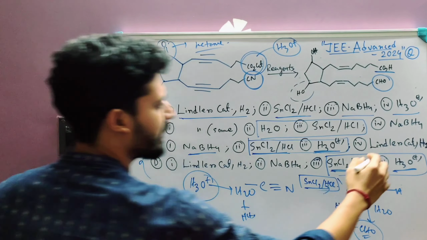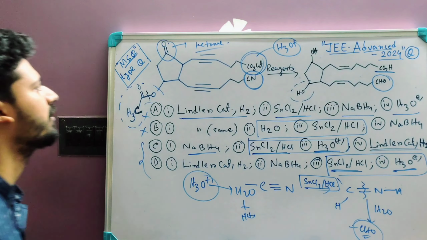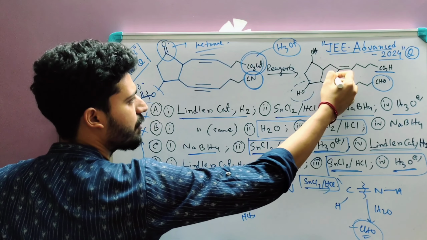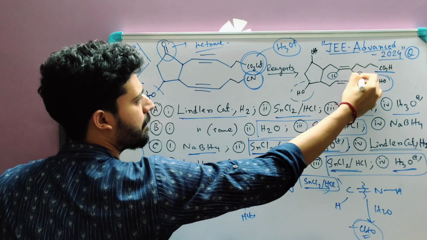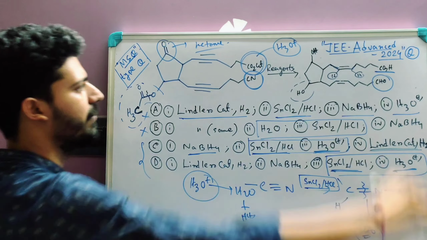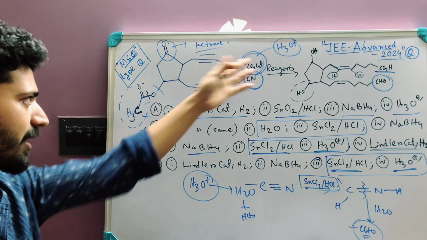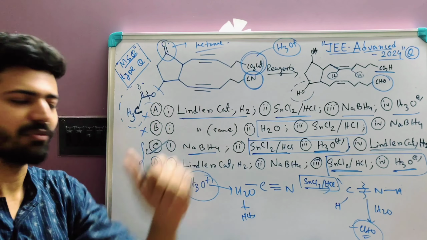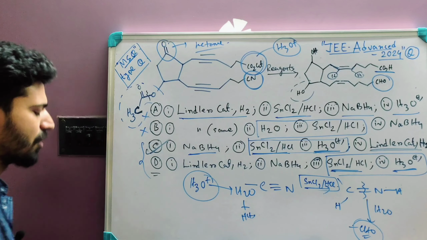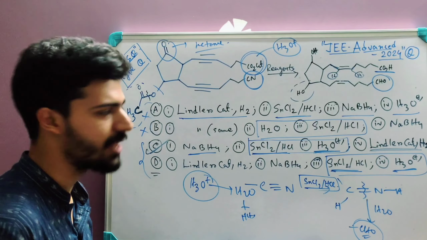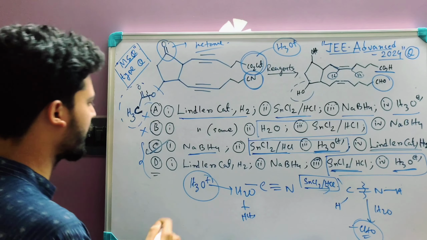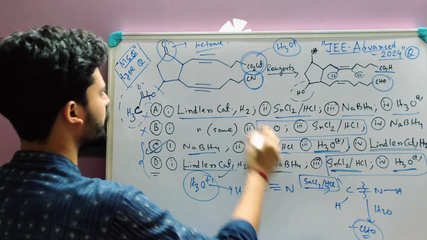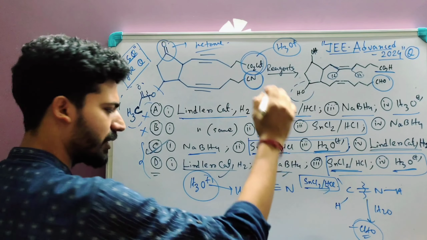And when you use the Lindlar catalyst, it reduces this alkyne to cis alkene. Why cis? The hydrogens are cis, and the two big alkyl groups are in cis position. So the alkyne is converted to cis alkene. So option C is obviously a correct answer for this transformation. Now option D. In option D, if you use the Lindlar catalyst with hydrogen, it reduces alkyne to cis alkene, so this is correct. If you use sodium borohydride, it reduces the carbonyl to alcohol. This is also correct.